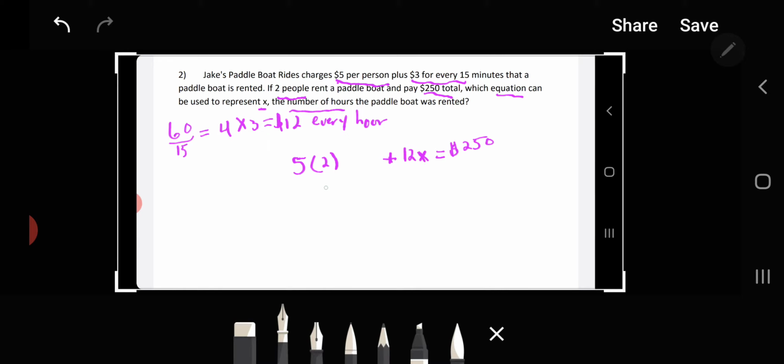So real quick, let me rewrite that. So 5 times 2 people, because $5 per person, plus $12 times x, aka per hour that they spent, and we know it's $250. Alright, so there's our equation. We're not going to solve and see how many hours they spent. We may do that in another lesson. Right now, that would be our equation. $5 times per person plus $12 per hour. X is representing per hour, and we know it equals $250.